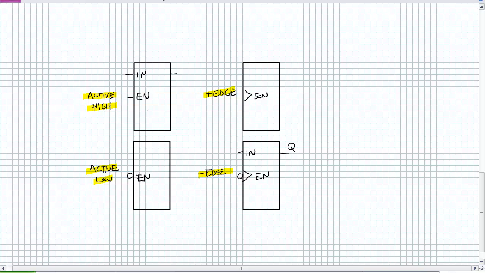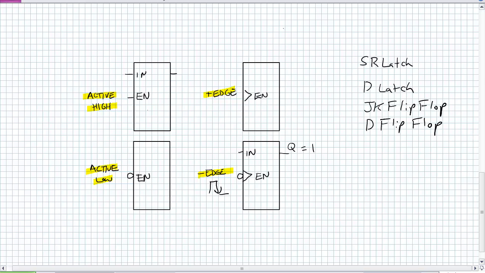So that input, let's say now it's saying store me a one, and then all of a sudden a negative edge happens. What happens? Q becomes a one. And then that input goes away, and as long as there is no other negative edge occurring, it's going to stay a one. So this is pretty cool. We are using some basic terminologies to already describe the function of some of the sequential circuits we'll be building. We'll talk about one of the most basic ones in our next lecture, which is called an SR latch. Then we're going to go on to a D latch, a JK flip-flop, and a D flip-flop. So there's a basic sequence of things that we're going to go through here.